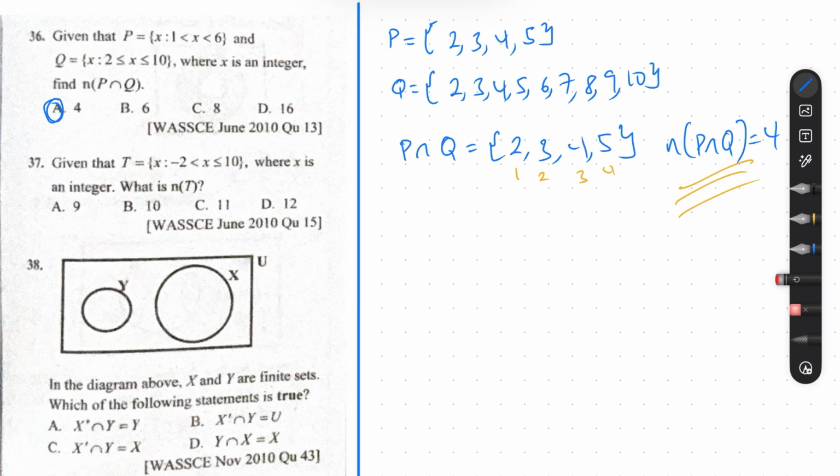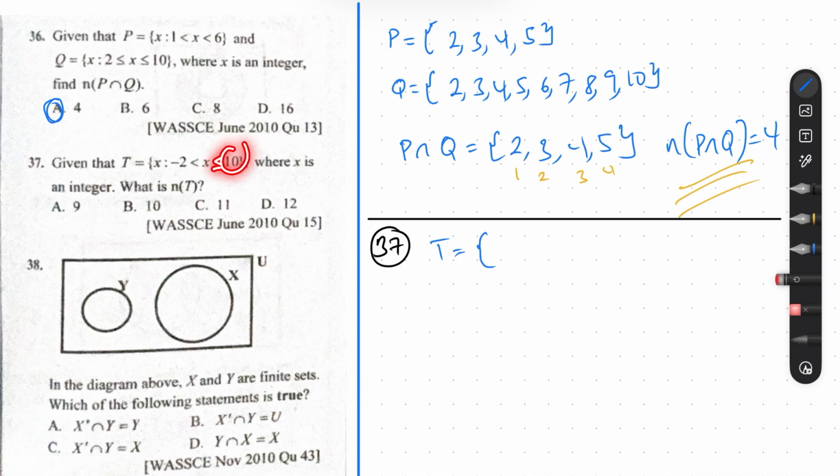Okay, so first let me draw a line here to separate it. So this is question number 37. Now let's write down T. T is the set between -2 and 10. But here we have -2 non-inclusive because it is just less than, and 10 inclusive because you have less than or equal to. So from -2 to 10, 10 is inclusive, but -2 is non-inclusive.